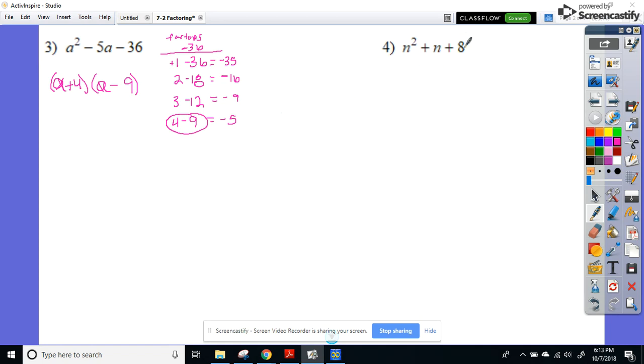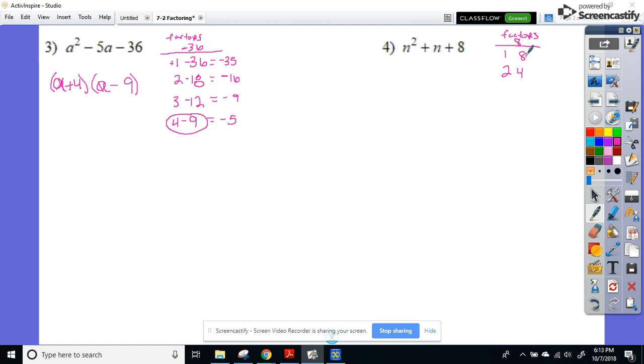Same thing over here. We need factors of 8. Positive 8. They need to combine together to be a positive 9. Now, we try to get factors of 8. That's not a very long list. 1 and 8, 2 and 4, and that's it. There are no other factors of 8.